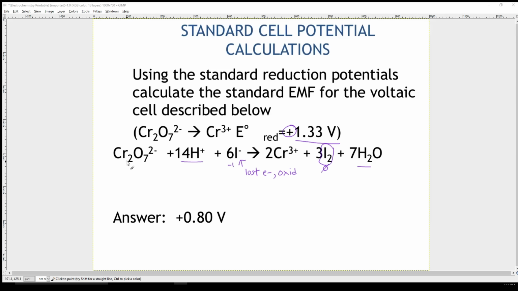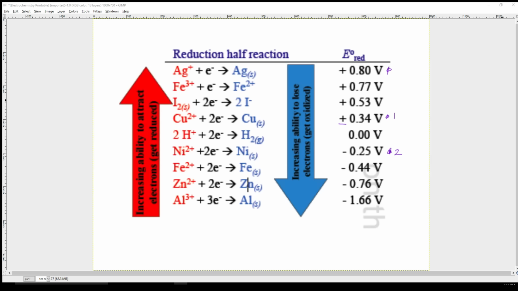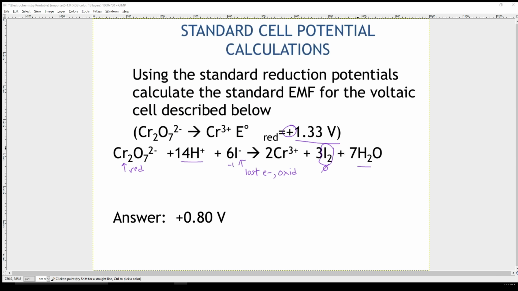Oxidized, which means that our chromium, without having to do any really complicated work, was most likely reduced. I mean, you could check it if you would like to. I believe it goes from a 6 plus charge to a 3 plus charge. We did this in one of the previous videos. But regardless, let's look up the iodine number and then we'll figure out which one will come first. So for iodine, it's plus 0.53. So E reduction for iodine equals plus 0.53 volts.